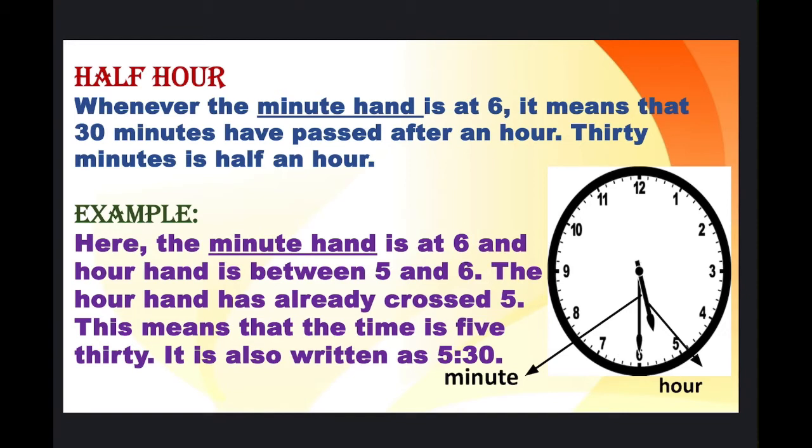Now let's discuss another example. Children, in a clock, when the hour hand is between 1 and 2 and the minute hand is at 6, this tells us that half an hour has passed after 1 o'clock. So, the time is half past 1 or 1:30. We write it as 1:30.